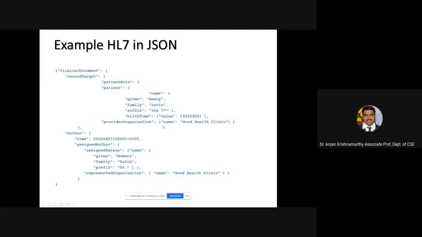Now, similarly, for the provider's organization, the name is the attribute, and the value associated with it is the Good Health Clinic, right? So this ends the patient role, and this ends the record target. Now, when you come to the author, the attributes in author are time and assigned author. For assigned author, it has sub-attributes like assigned person, name, given, family, prefix, and so on, represented organization, and it closes, right? The author name also closes here.